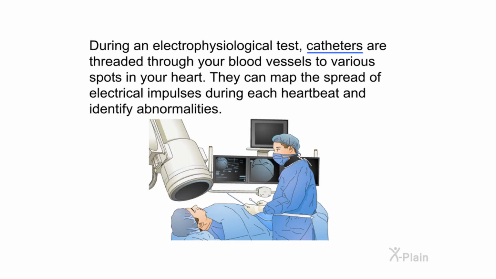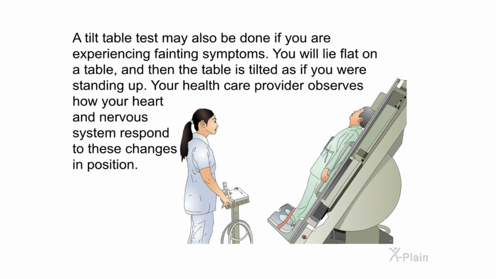During an electrophysiological test, catheters are threaded through your blood vessels to various spots in your heart. They can map the spread of electrical impulses during each heartbeat and identify abnormalities. A tilt table test may also be done if you are experiencing fainting symptoms. You will lie flat on a table and then the table is tilted as if you were standing up. Your healthcare provider observes how your heart and nervous system respond to these changes in position.